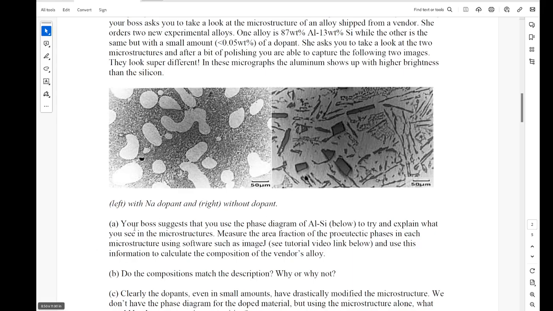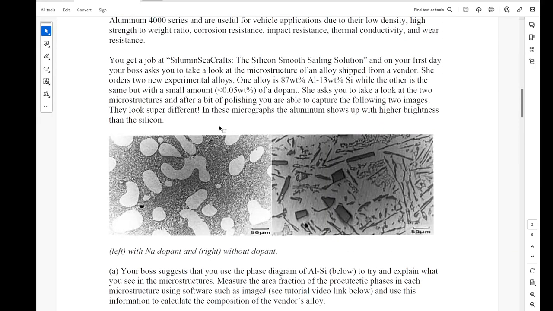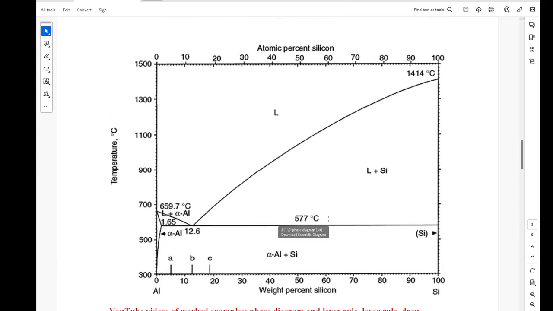If we then look at our phase diagram, oh, it says in these micrographs, the aluminum shows up with higher brightness than silicon. Because these are dark, that's silicon. Now, the alloy is supposedly 13 weight percent silicon. That's what it says. Our eutectic is at 12.6, so we're over here, a little bit to the right, which makes sense, because the dark globs are silicon, and the pro-eutectic phase that forms is silicon.